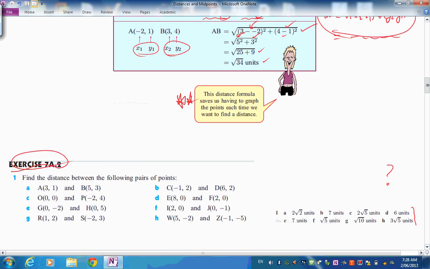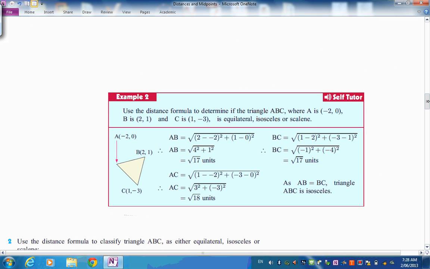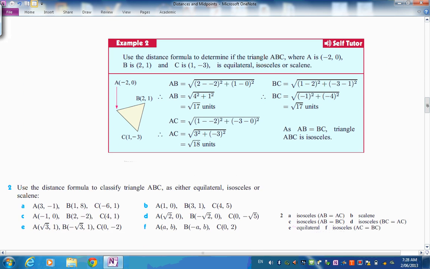All right, I'm going to go on now. Let's have a look down at another possible use for the distance formula. I'll just bring all that up now.